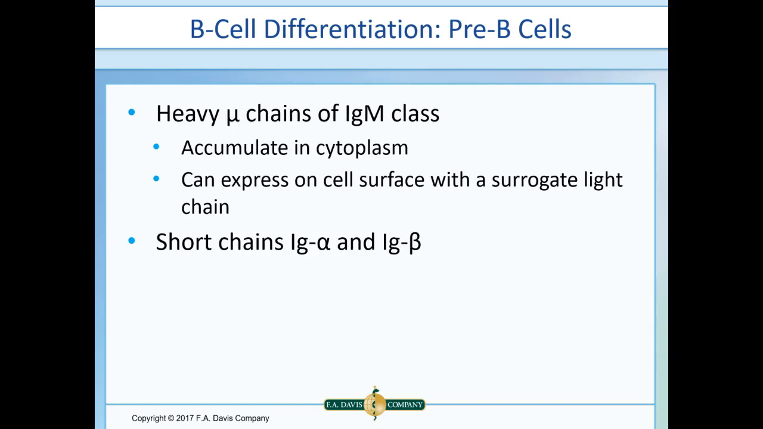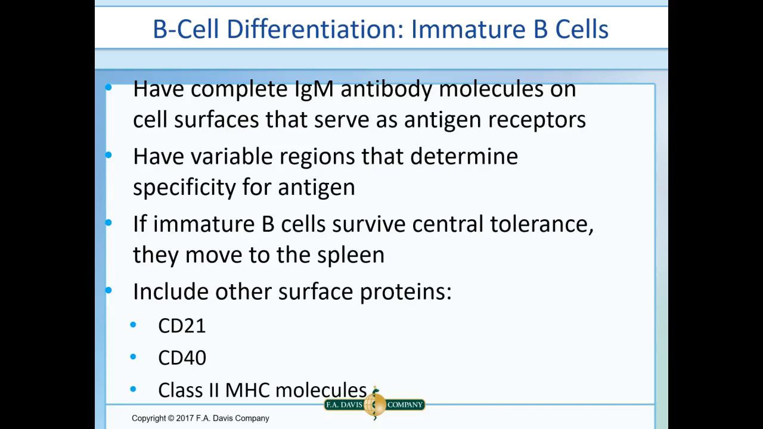Next, we have pre-B cells. These accumulate in cytoplasm. They express on cell surface with light chain. And again, you guys are kind of like, what the heck? Okay, so don't worry about that. We're going to get into these things later on. The next stage was the immature B cells. These have complete IgM antibody molecules on the cell surface. IgM is very large, and it can bind a lot of antigen. Okay.